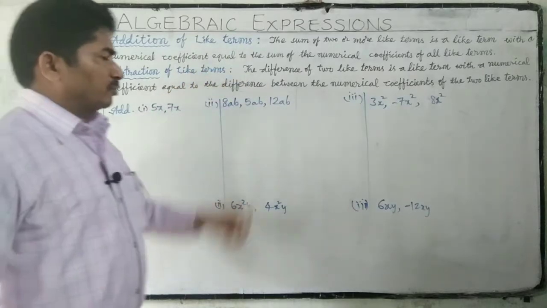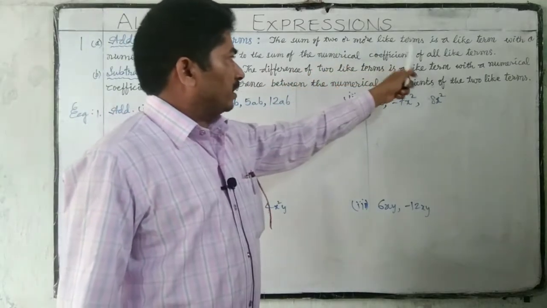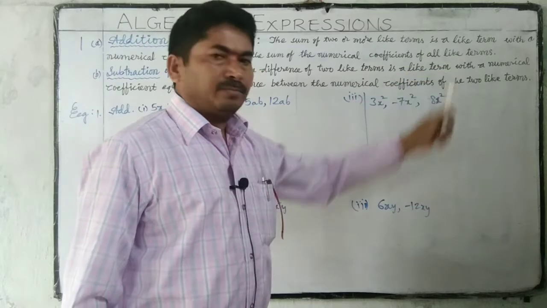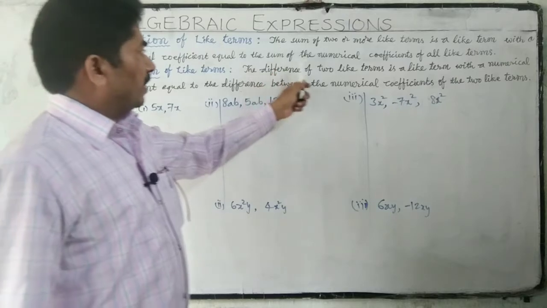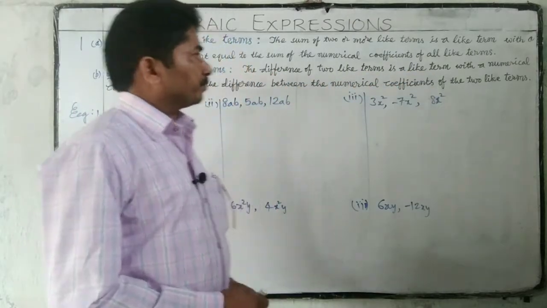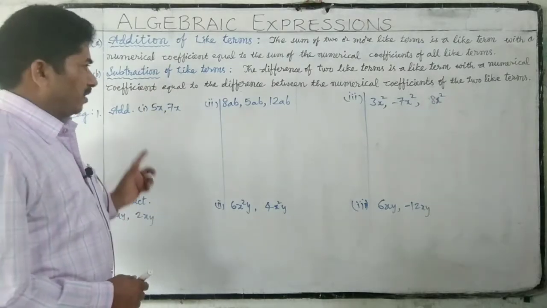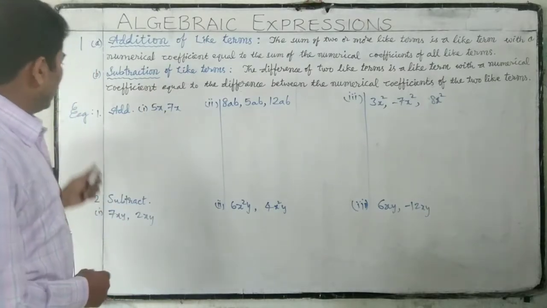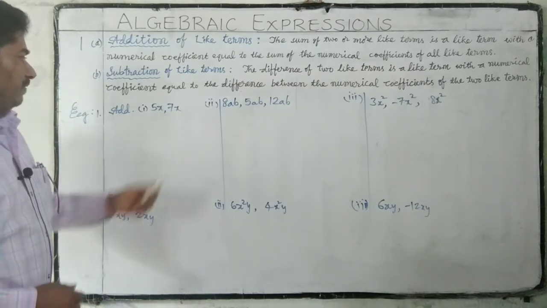Addition of like terms. The sum of two or more like terms is a like term with a numerical coefficient equal to the sum of the numerical coefficients of all the terms. To understand this, here we have few examples. Example 1, add 5x, 7x.